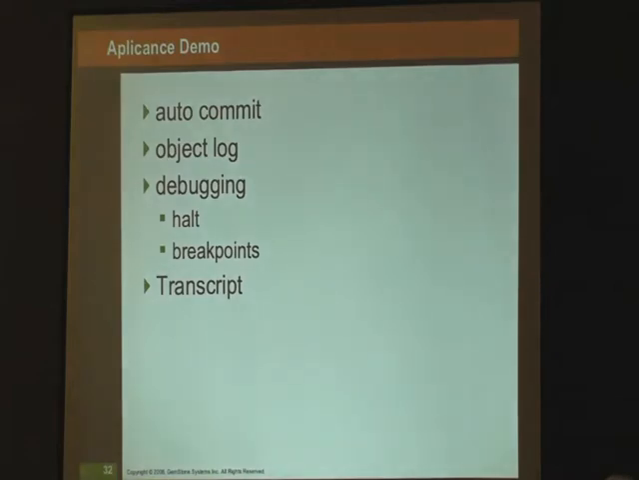So I'm going to go into the appliance and give you a demo. What I want to talk about are several things: auto commit, an object log, debugging, and the transcript. Auto commit in Gemstone, again, when you're in a development environment, you need to make decisions as to when you abort or commit because it's part of the persistent state anyway.